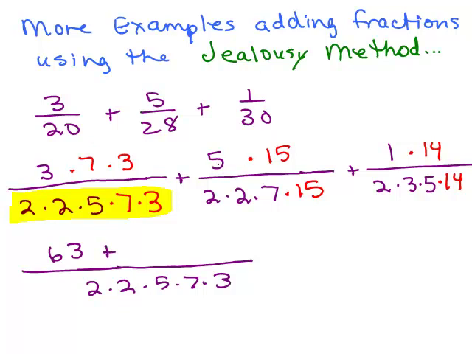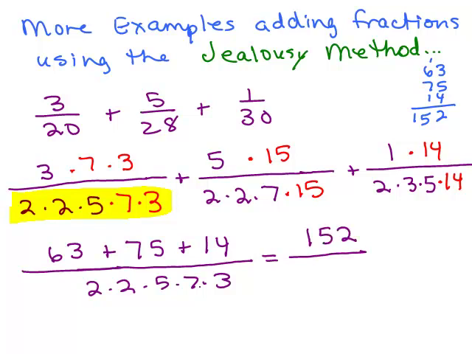For the second fraction, I have 5 times 15, that's 75, and 14. So I need to add those 3 numbers together, so we can go over here on the side, and we're going to add 63, 75, and 14, 12, carry the 1, 14, 15. I got 152. Hopefully I did that correct. So I've got 152.